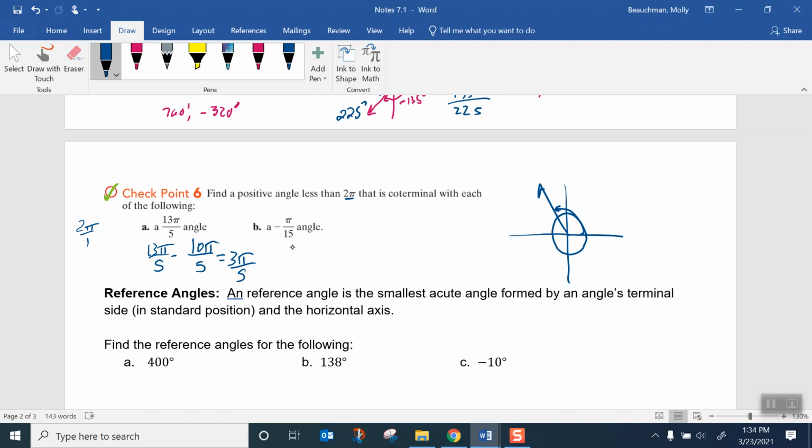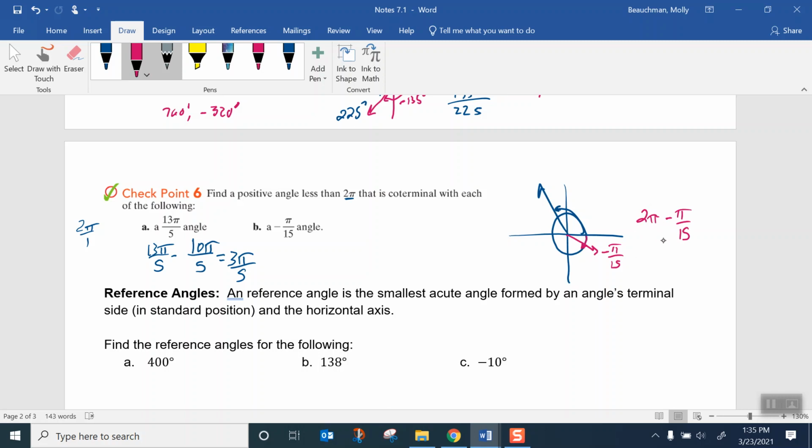Then the other, if we're going to rotate negative pi over 15, then what would that angle be if we rotated positive instead of negative? So in this case, we're going to take 2 pi minus pi over 15.